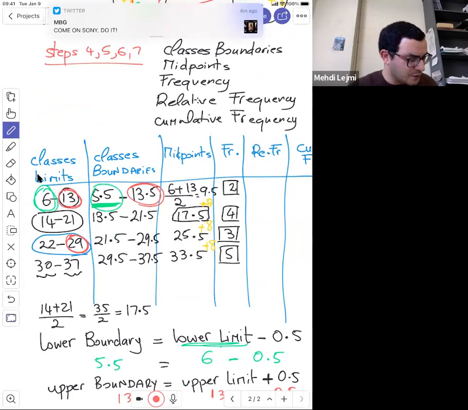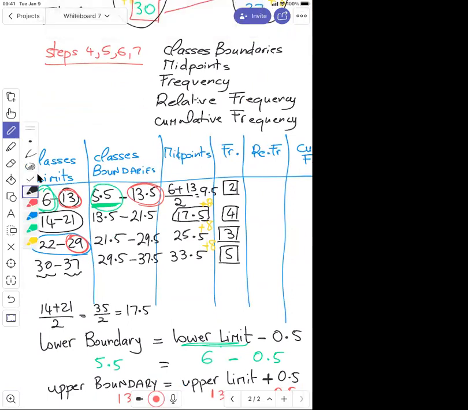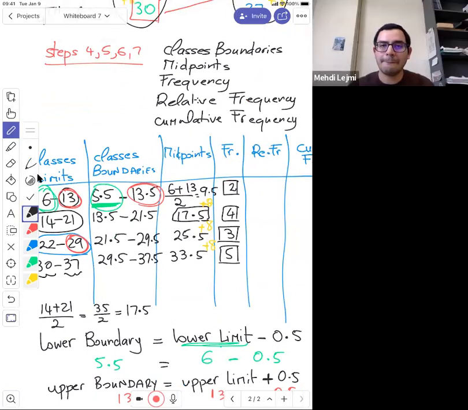5 values between 30 and 37. And as I said yesterday, you can always check your answer. Yes? Any questions for me? Okay, so you can always check your answer, guys.